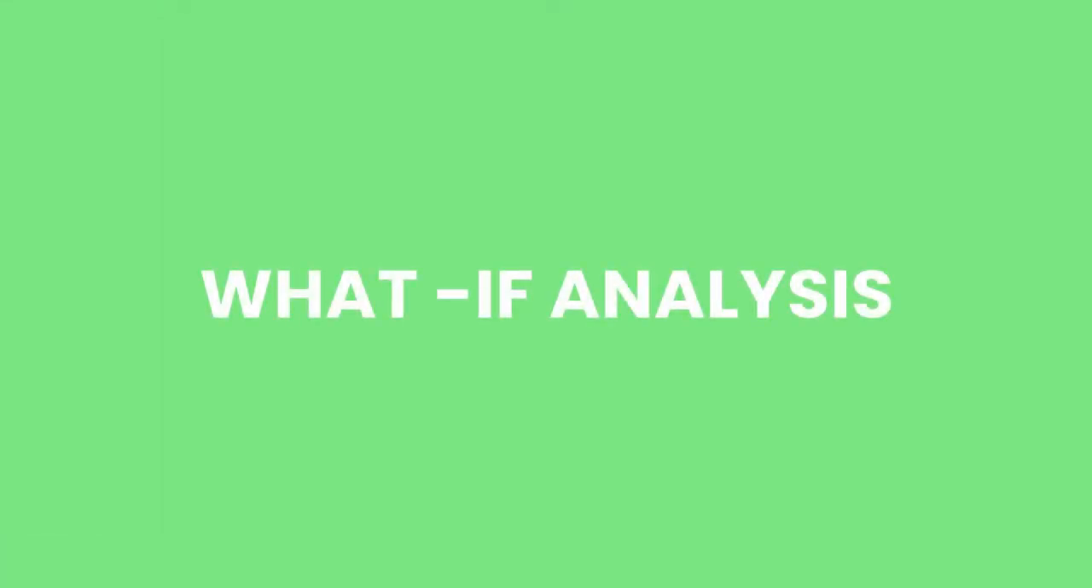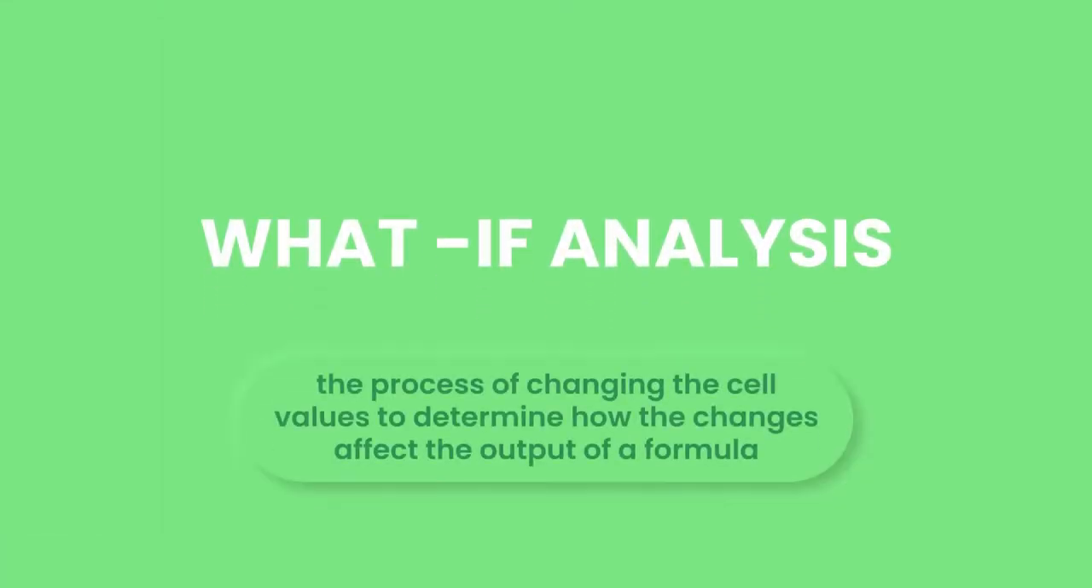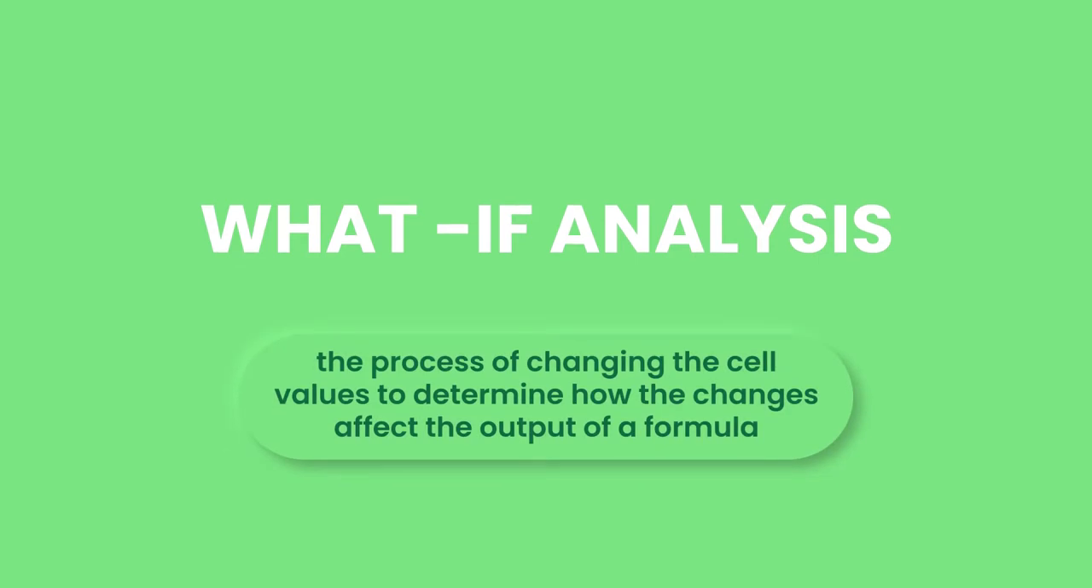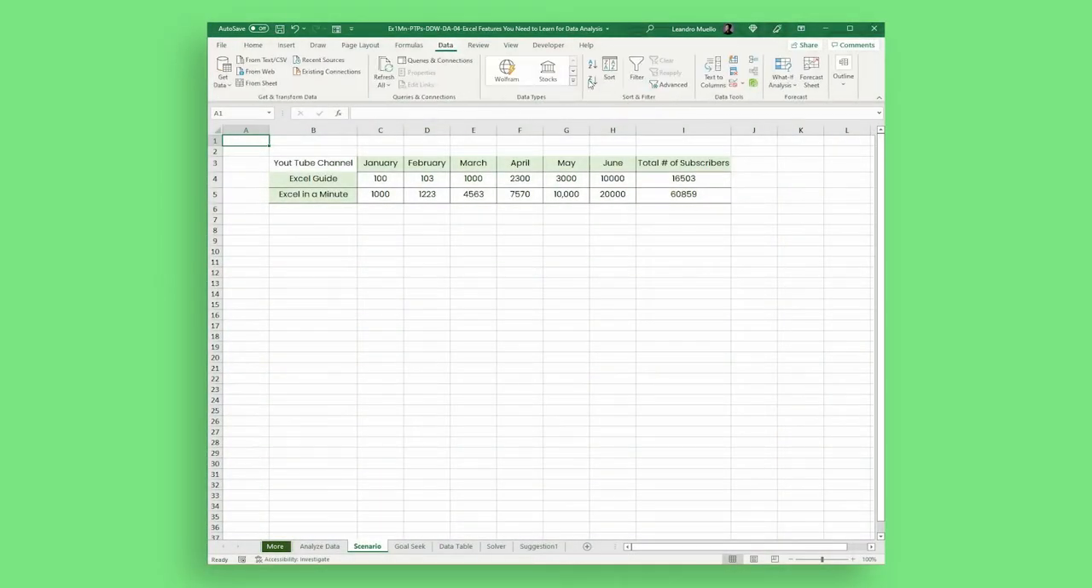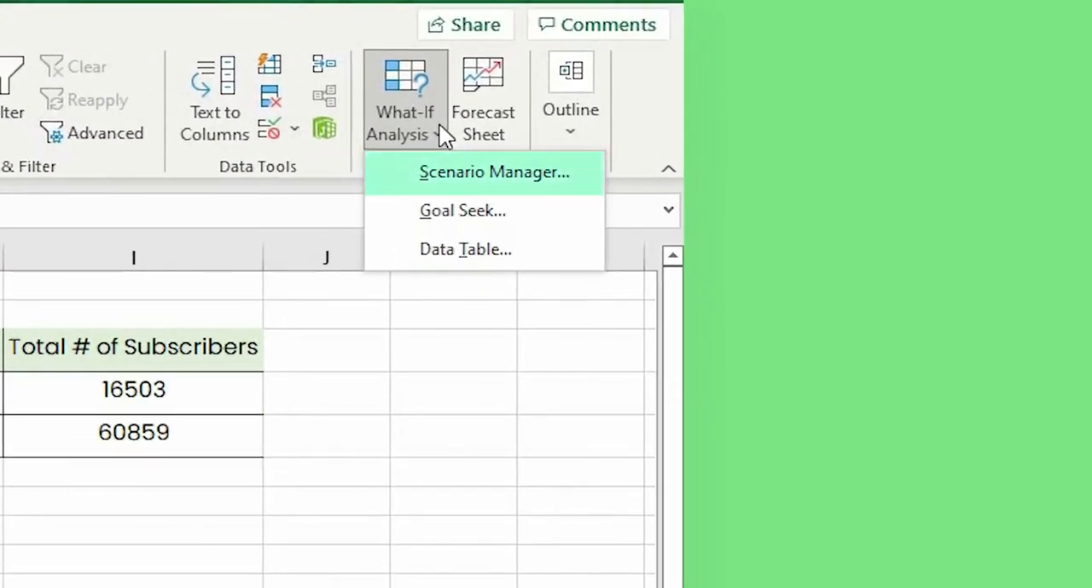Number 2, What If Analysis. What If Analysis is the process of changing the cell values to determine how the changes affect the output of a formula. And there are three kinds of What If Analysis tools: Scenario, Goal Seek, and Data Table.